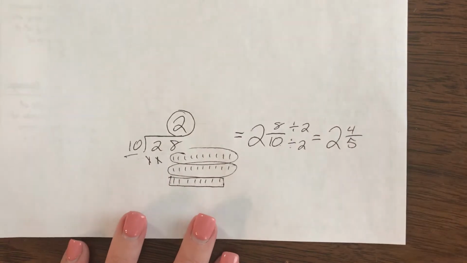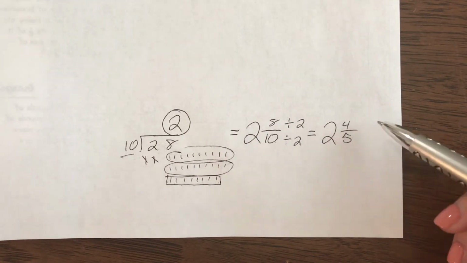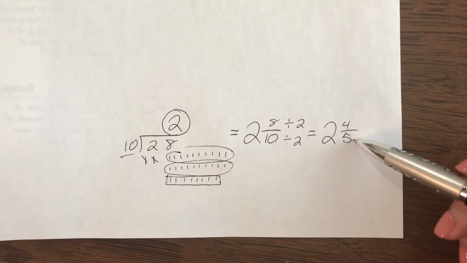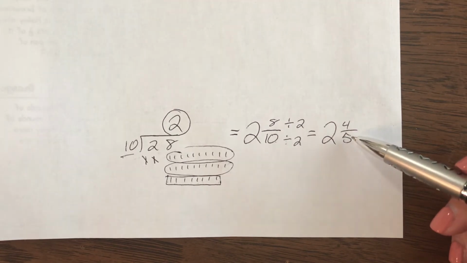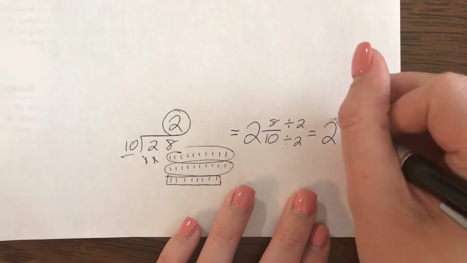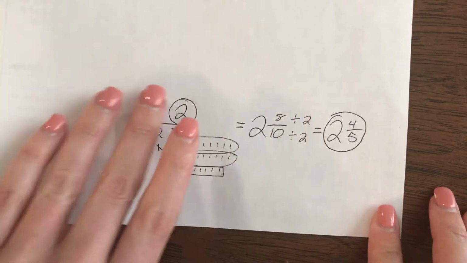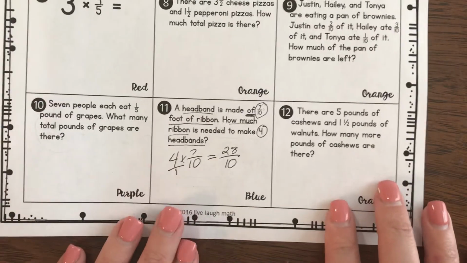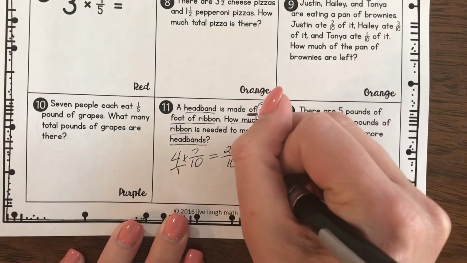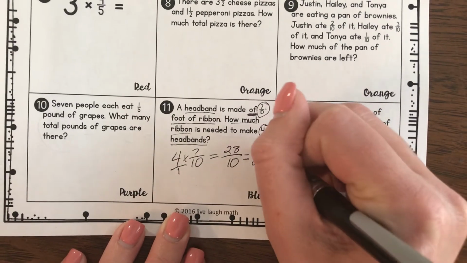Continuing to look at our fraction to see if we can simplify again, we have 4 and 5. 4 is even, so we could simplify that. However, 5 is prime. There are no factors that 4 and 5 share, so they cannot be simplified. So 2 and 4/5 is our final answer. So we're going to come back here. We're going to make a little equal sign to say 2 and 4/5.